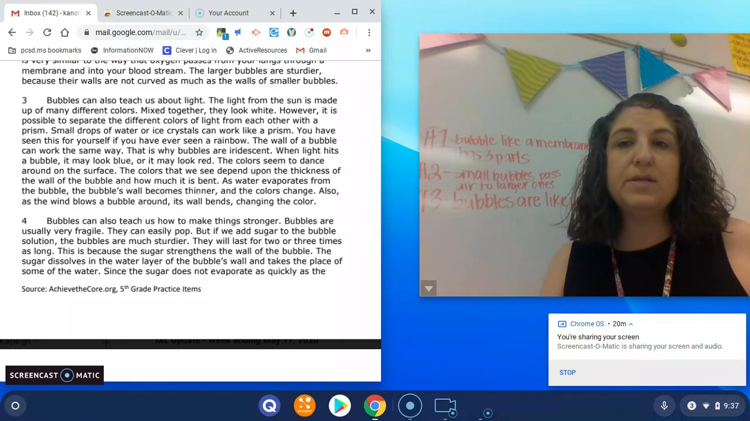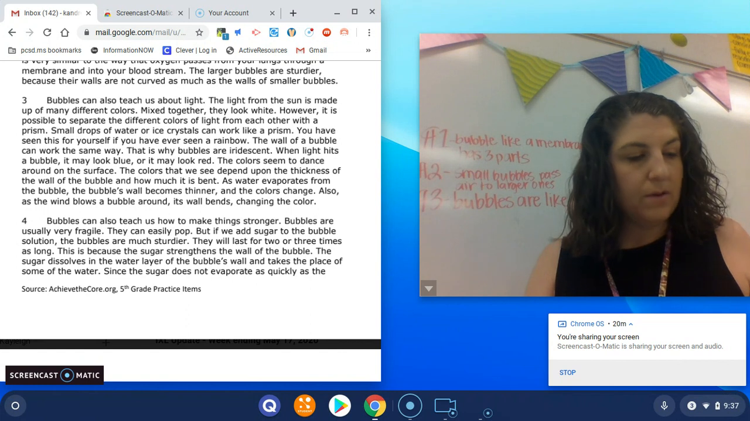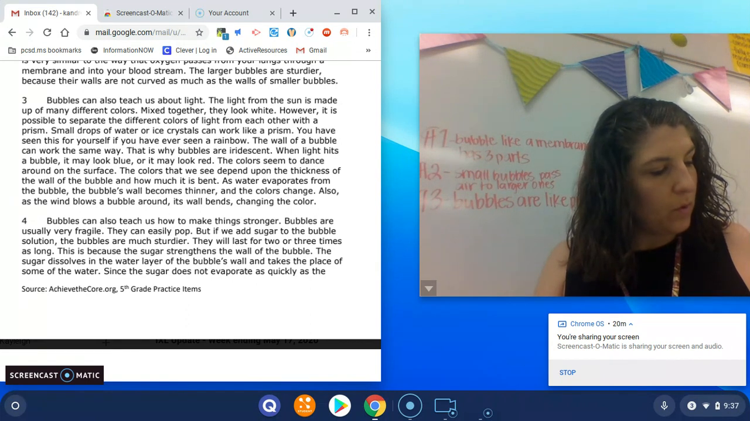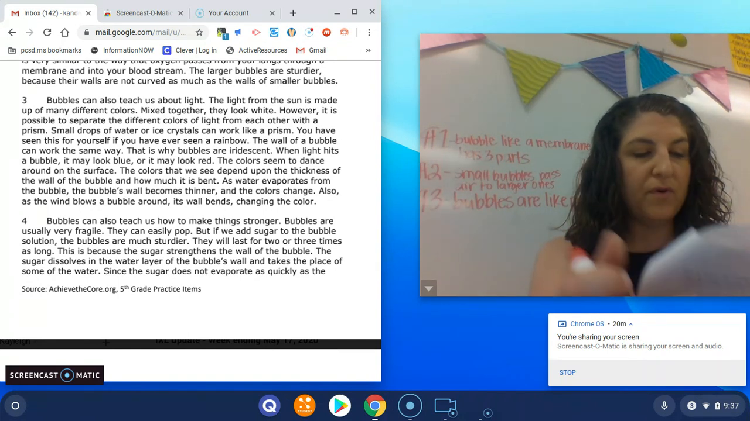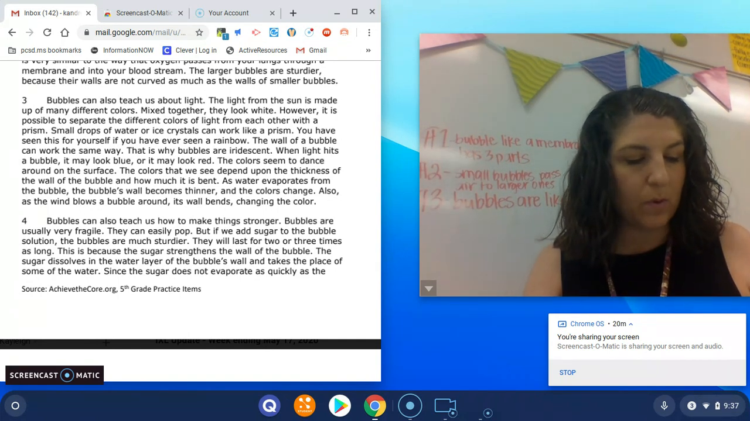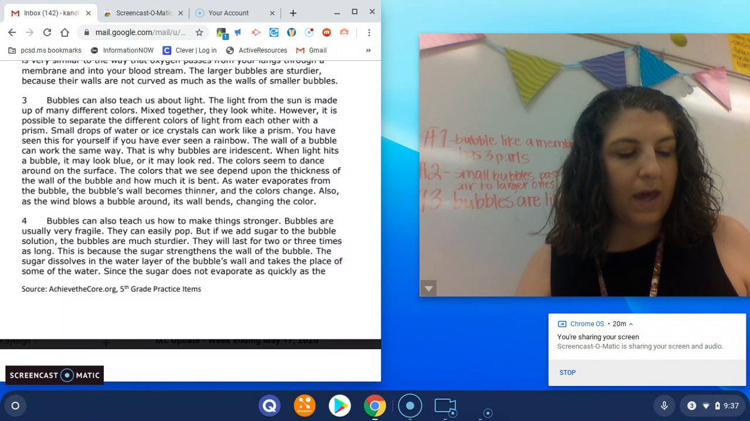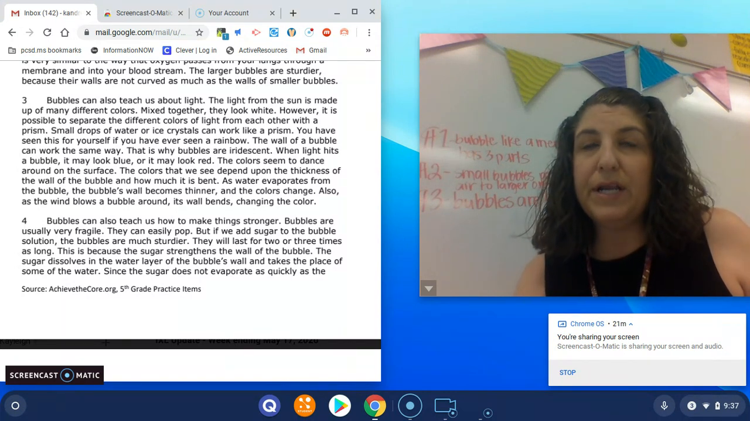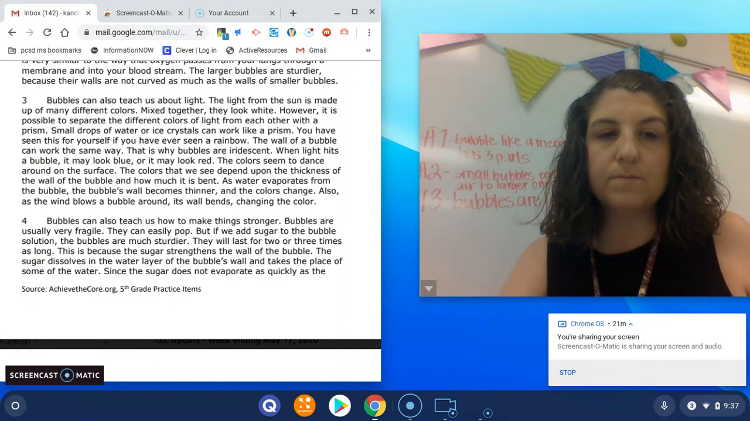In paragraph 2, it mentions that smaller bubbles can pass air to larger bubbles. So look at number 2. It says, according to the article, which of the following bubbles would last the longest? A small bubble before the air inside passes to a larger bubble, a small bubble with thin, tightly curved walls, a large bubble made with soap or detergent and sugar, a large bubble with walls that bend in the wind and change colors. Even if we don't fully know our answer, we know that it's not a small bubble because the air passes from small bubbles to larger bubbles.